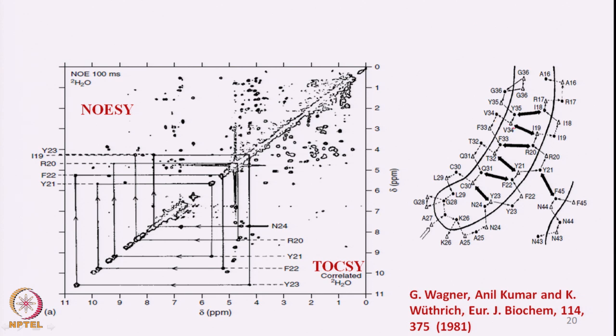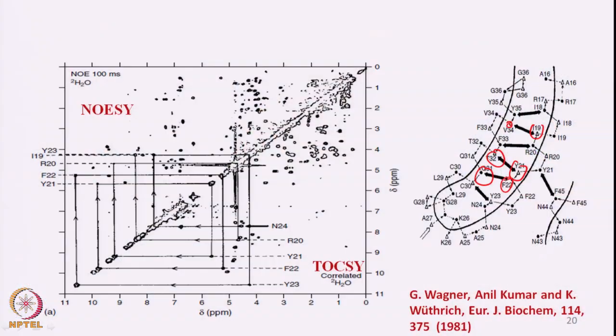Similarly, if we see long range NOE constraints, for example from here to here, then we know that these two amino acids are closer in space. And therefore, by finding several of these correlations, one can build a model for the polypeptide chain, that my polypeptide chain will be folded in such a fashion.